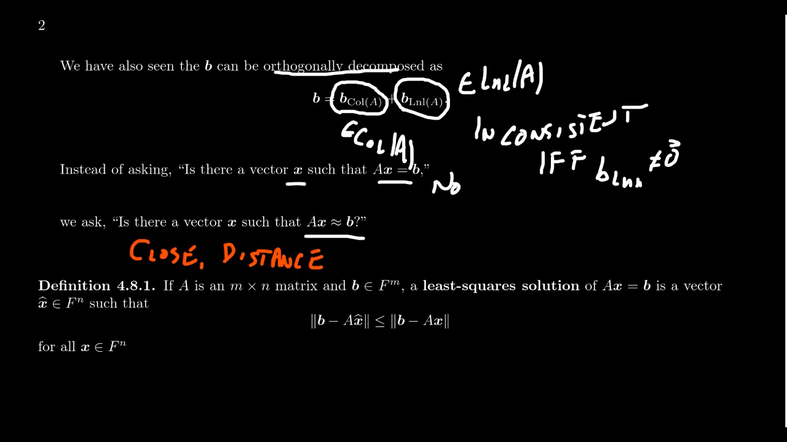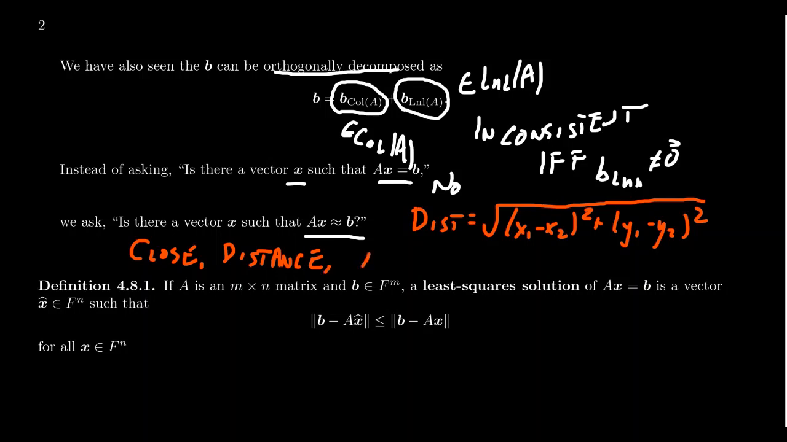And for analytic geometry, our distance formula is typically of the form you take (x1 minus x2) squared plus (y1 minus y2) squared, and this all sits inside the square root. The norm that we use for vector spaces here is a generalization of this formula. Norms and inner products measure this distance. And so we have to use vector distance to measure how close AX can be to B. And so then our main definition for this section: if a matrix A is m by n and we have a vector B in F^m, a least squares solution to the linear problem AX equals B is a vector X hat inside of F^n such that the length of the vector B minus AX hat is less than or equal to the length of B minus AX for all vectors X inside of F^n.